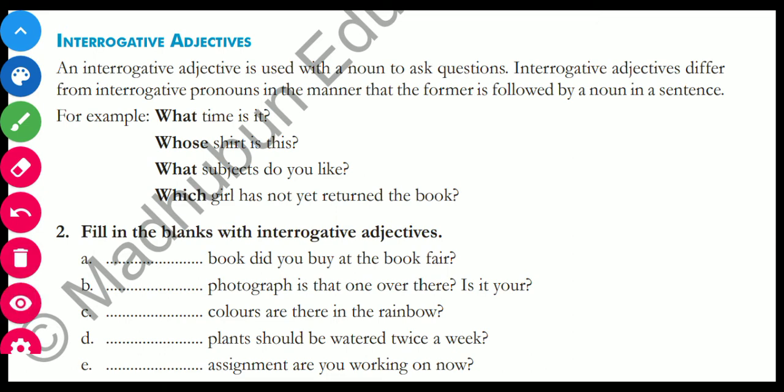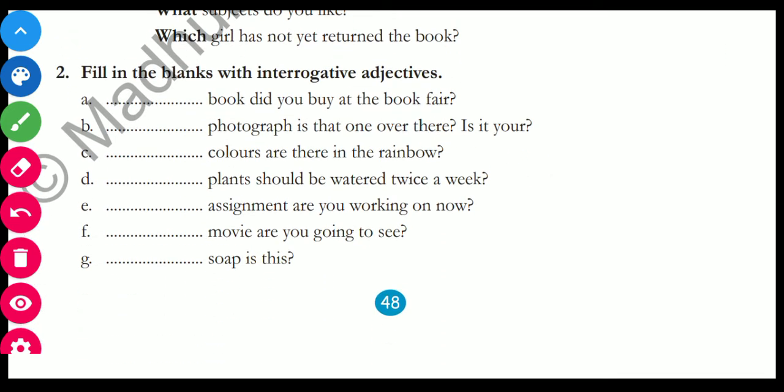See, fill in the blanks, exercise number 2. Dash book did you buy at the book fair? So what can be the answer? Which book did you buy at the book fair? Next, dash photograph is that one over there. Is it your? So the answer would be, whose photograph is that one over there? Whose? W-H-O-S-E. So the rest, please try to solve on your own, and if you face any problem, you can ask me.